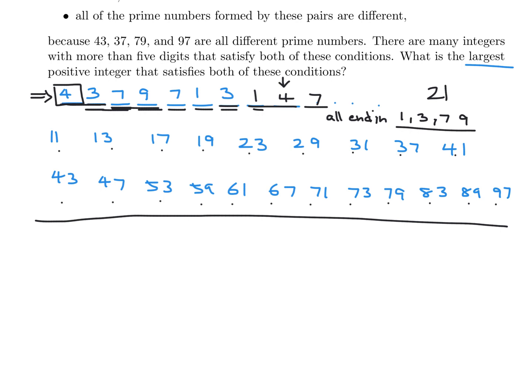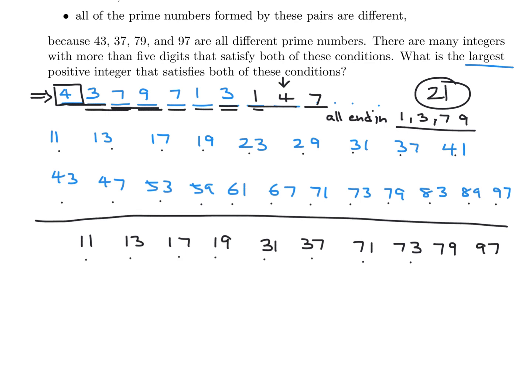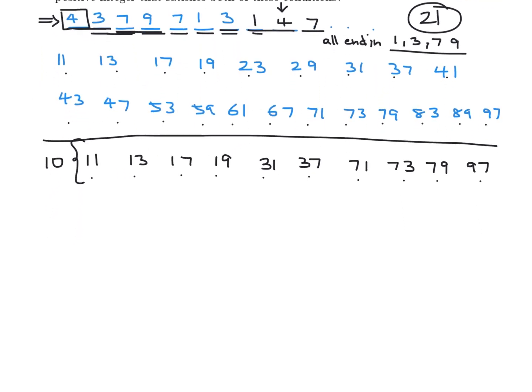So what that does is it eliminates this list of 21 down to a much smaller list that consists of prime numbers that only begin with 1, 3, 7, or 9. So it's 11, 13, 17, 19. You skip the ones that begin with 2, 31, 37. Skip the ones that begin with 4 or 5 or 6. And then 71, 73, 79. And then you skip the ones that begin with 8 and then 97. So this is what? 1, 2, 3, 4, 5, 6, 7, 8, 9, 10. So we now have only 10 prime numbers to work with. Okay, so that's the first step for this kind of multi-step question.